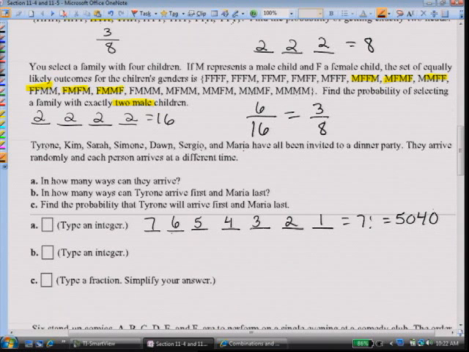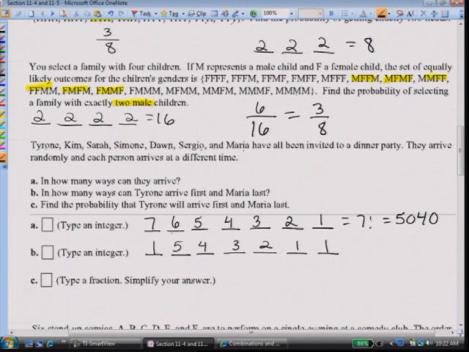All right? Now, it says, in how many ways can Tyrone arrive first and Maria last? Okay, now we still have our 7 slots. But we're guaranteeing that Tyrone comes first and Maria comes last. So there's only one thing that we can have in the first slot. That's Tyrone. And there's only one thing that we can have in the last slot, and that's Maria. Okay? So if that's required, how many choices do we have for the second slot? 5. Good. 5, and then 4, and then 3, and then 2, and then 1.